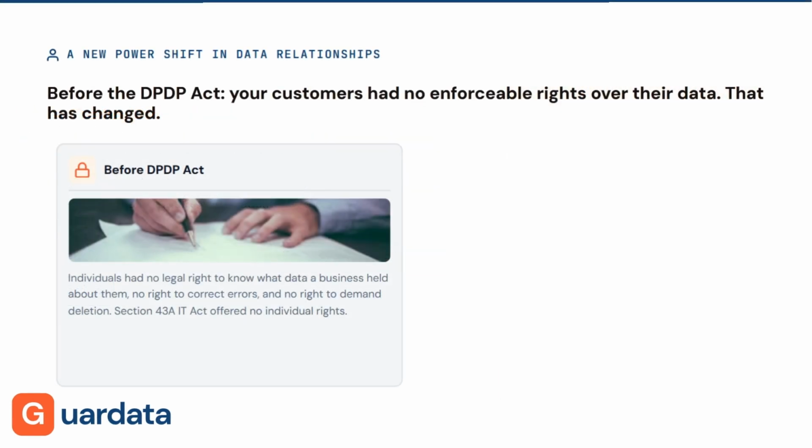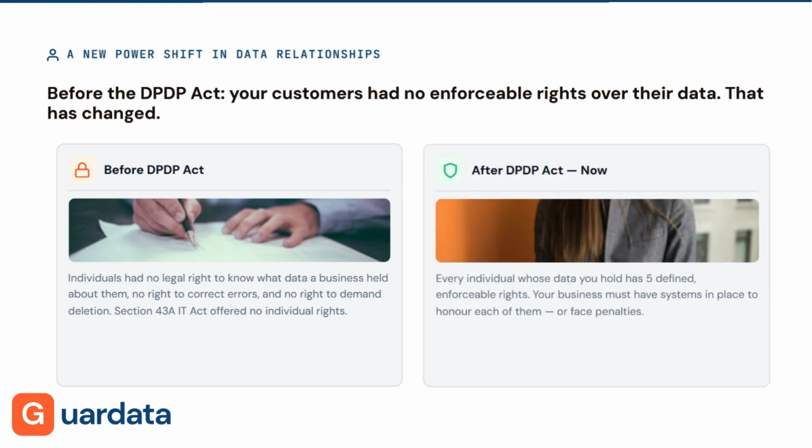Your customers and employees have always handed you their data, but under the old IT Act, they had no legal rights over what happened to it after that. That changed in August 2023. The DPDP Act introduces 5 enforceable rights for every individual whose data you hold. This video covers what those rights are and what your business must have in place to honor them.